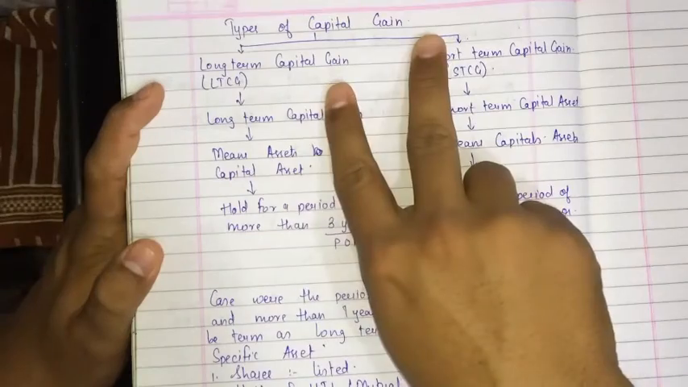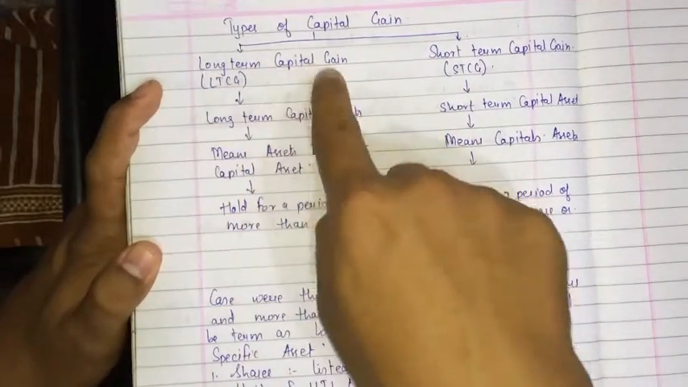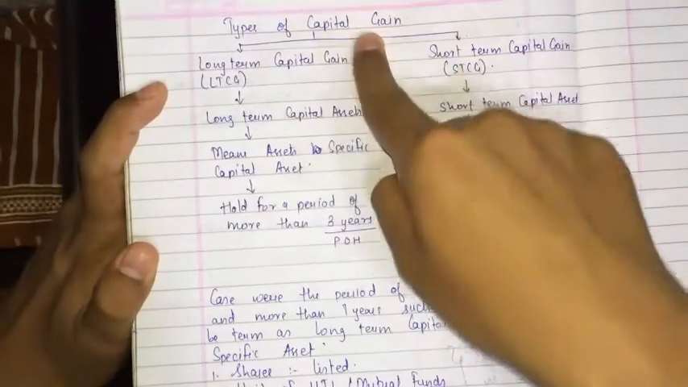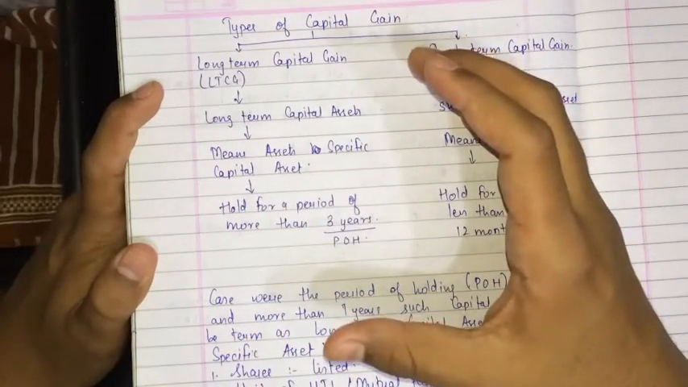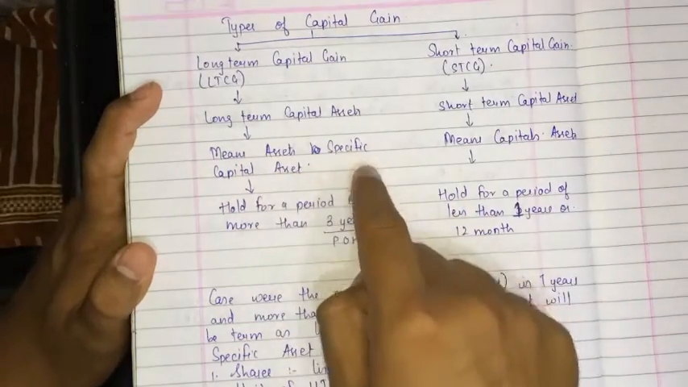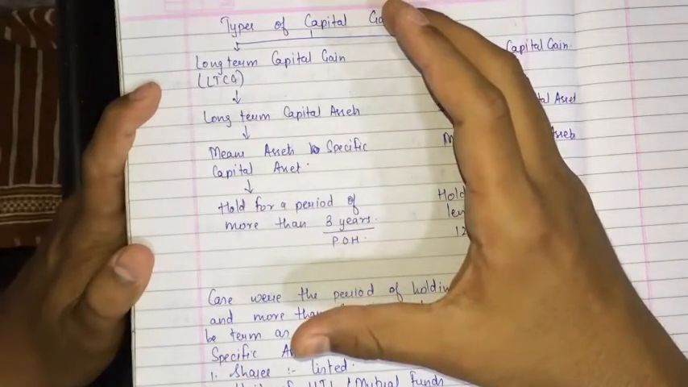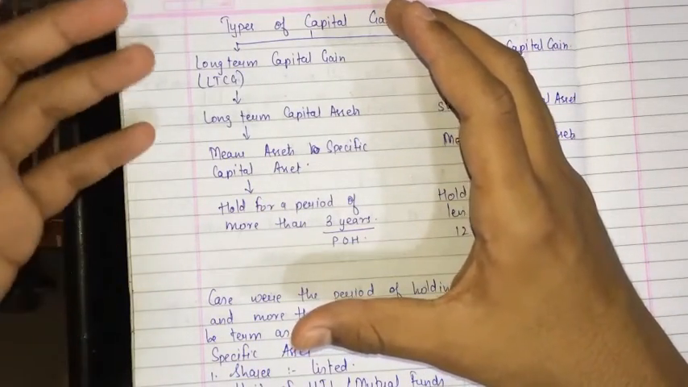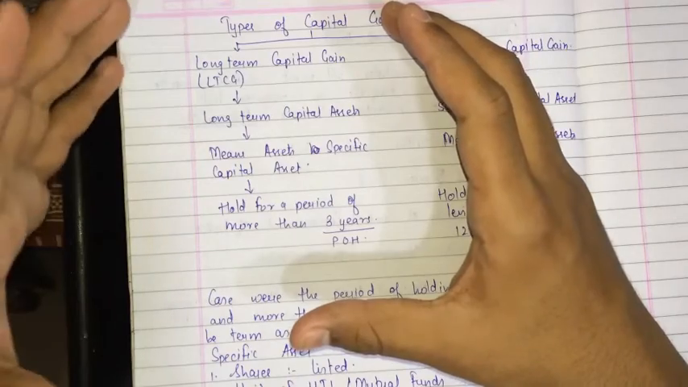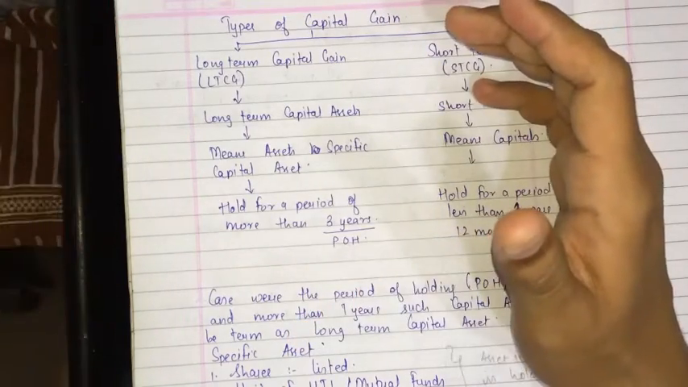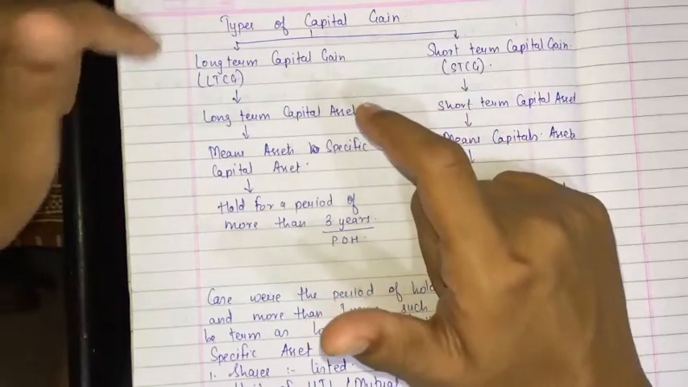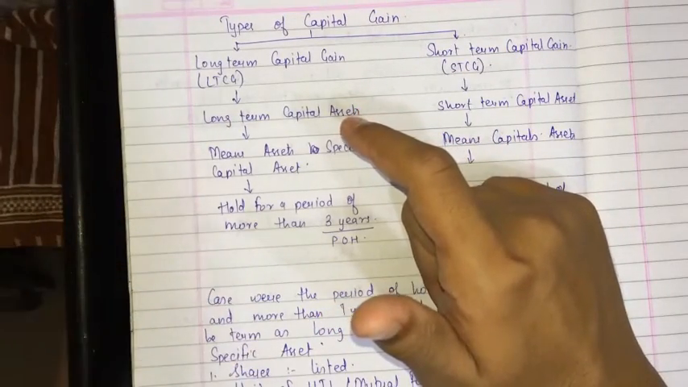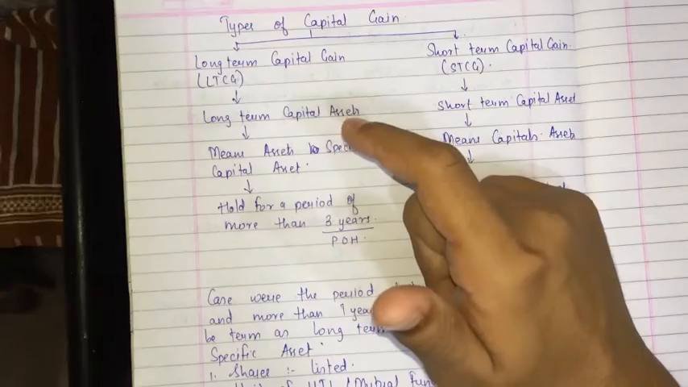There are 2 types of capital gain, specifically long-term capital gain, short-term capital gain. Long-term capital gain is earned when a asset is held for a longer period of time. That is the long-term capital asset. What does long-term capital asset means? A capital asset holded for a period of more than 3 years or for 3 years. Such assets, when sold in the market, and the gain earned on that asset will be known as long-term capital gain.